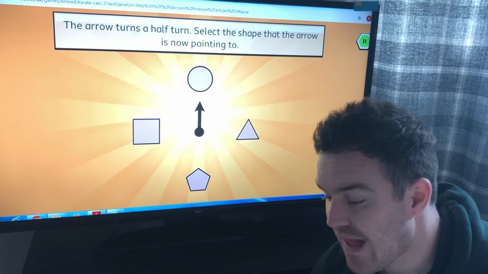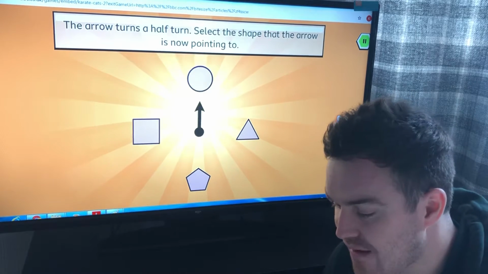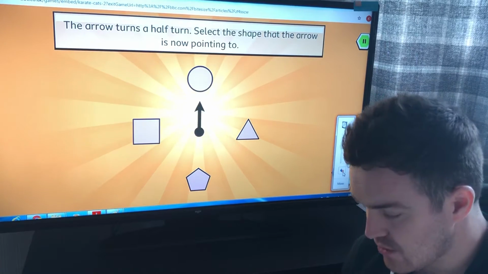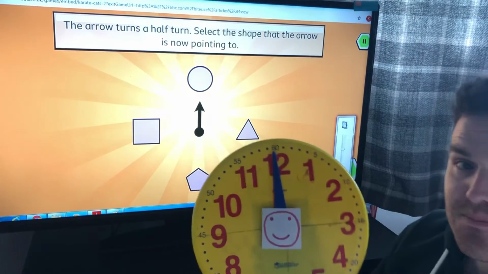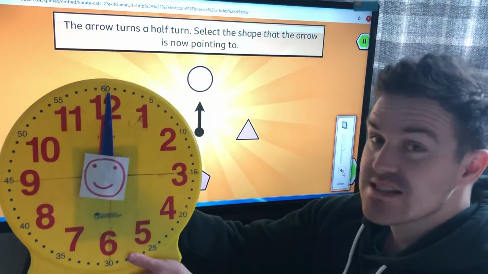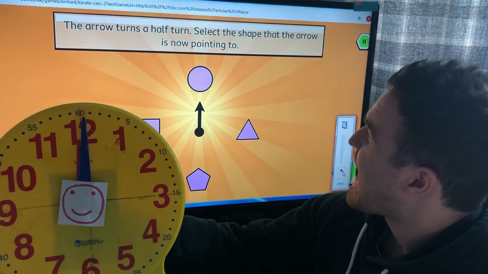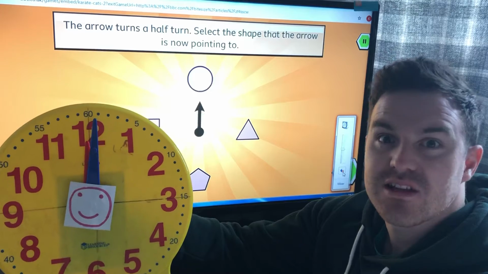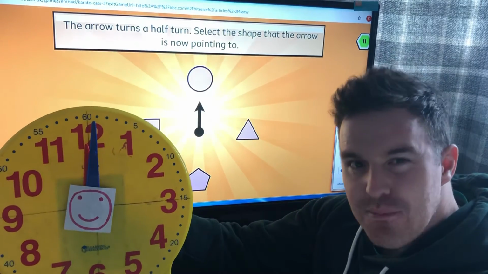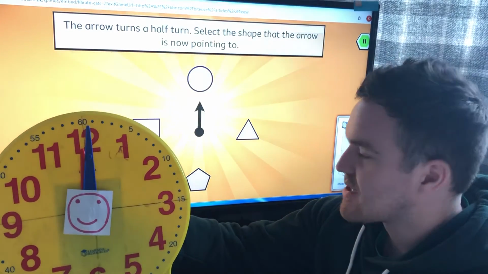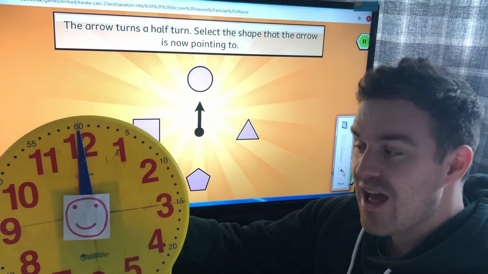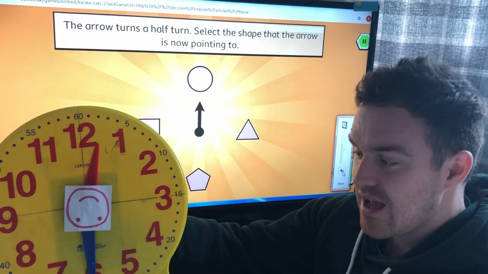So, the arrow turns a half turn. Select the shape that the arrow is now pointing to. So the arrow's up forward, isn't it? It's facing the top, and we want it to do a half turn, and it doesn't tell us which direction, so we can do a half turn clockwise or anti-clockwise. When it says that, usually I would just go clockwise. So a half turn clockwise, what will I be? Remember, I'll be upside down, like half past. A half turn is down at 6.